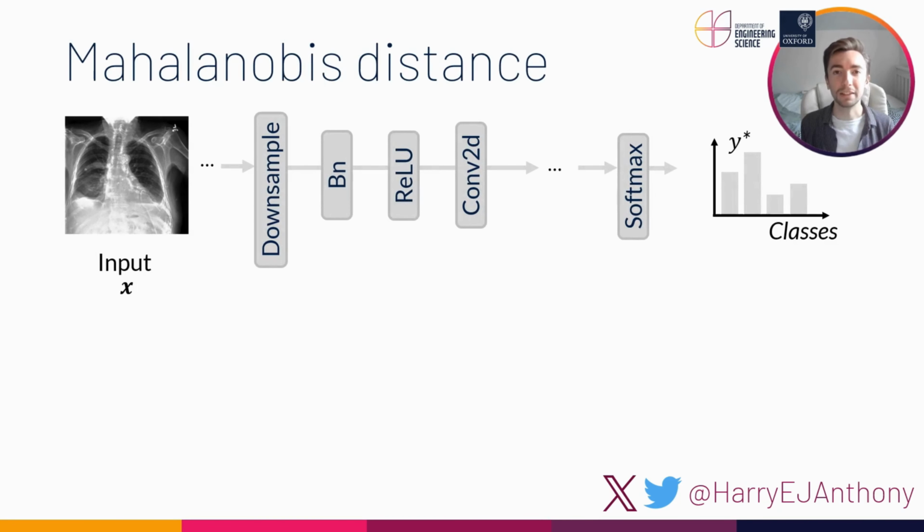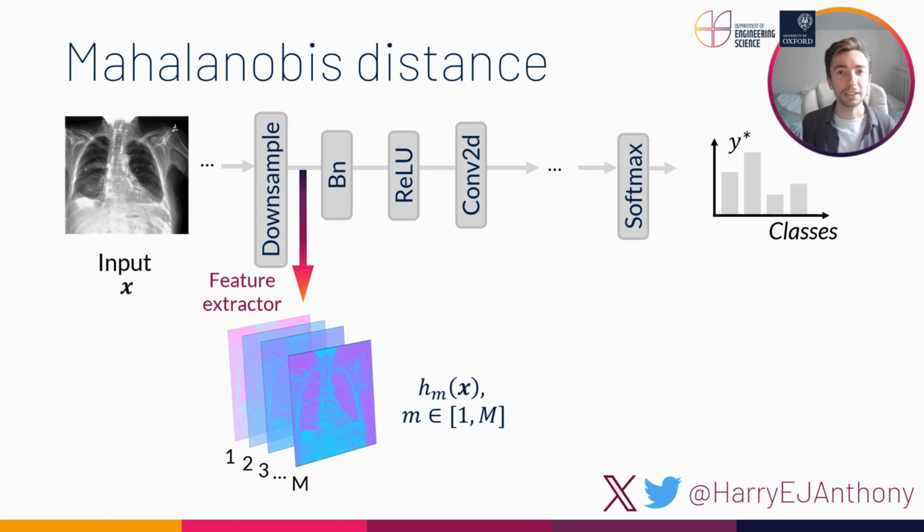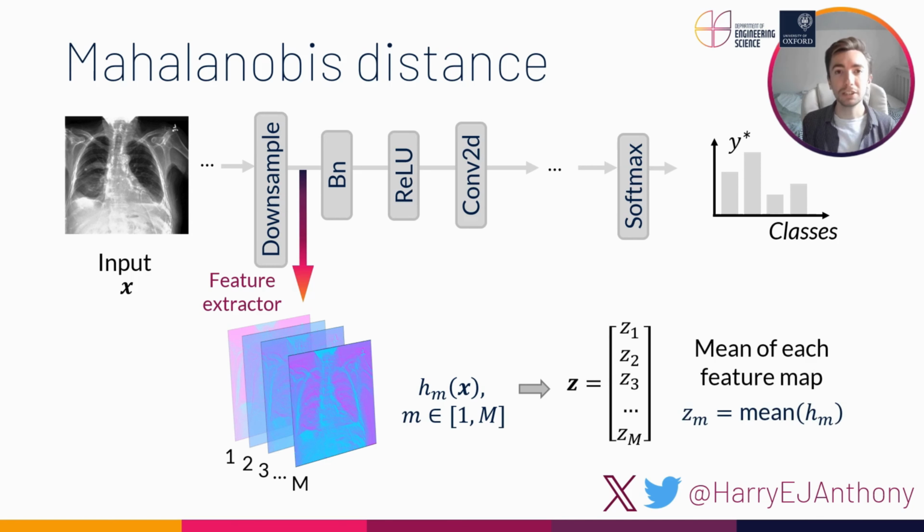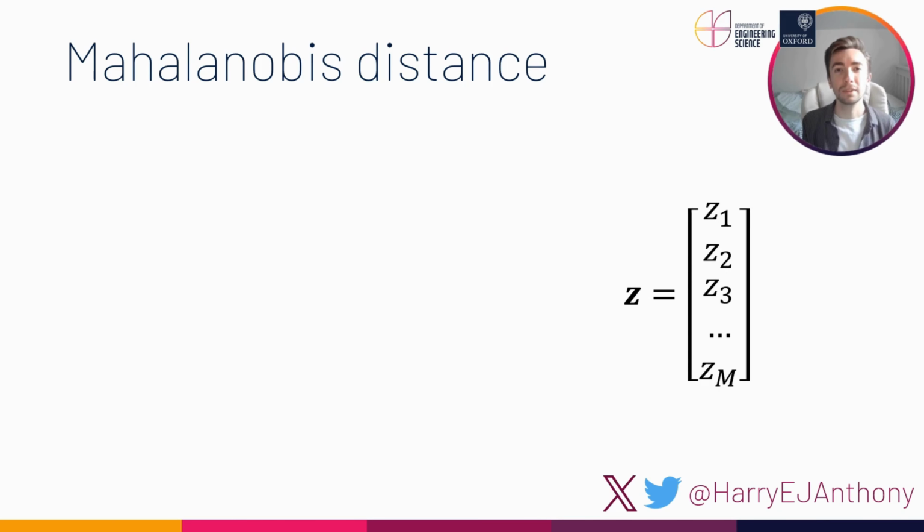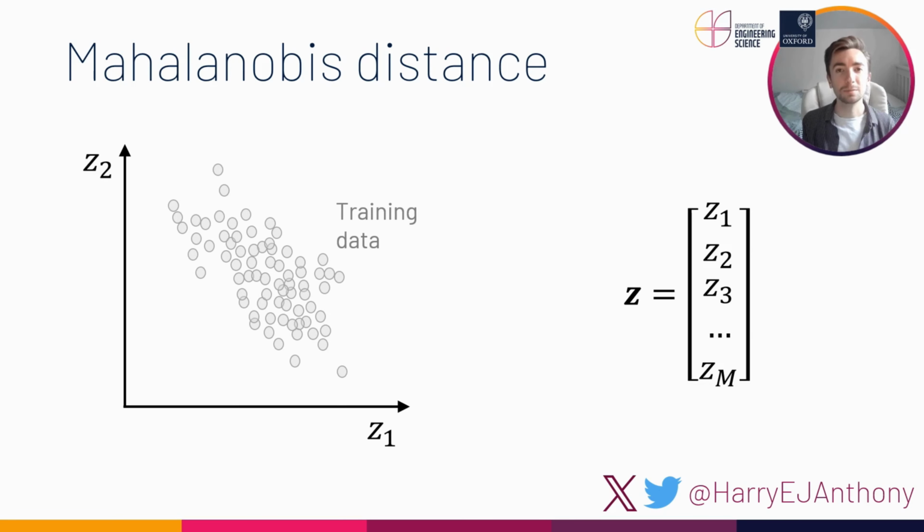So let's run through the method then. Here we've got our pre-trained network and we're giving it an unseen input image. We can then extract feature maps at some point in this network, and we use the mean of each of these feature maps to define an embedding vector given by the symbol Z. We can use this to study the latent space of the neural network, and we can see where the training data lies. We can then compare this to where the ID and OD data lies in latent space. We can hypothesize that the ID data will be closer to the training data than the OD data.